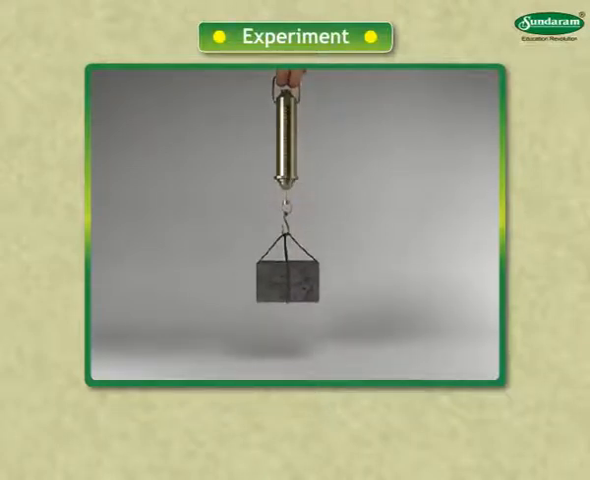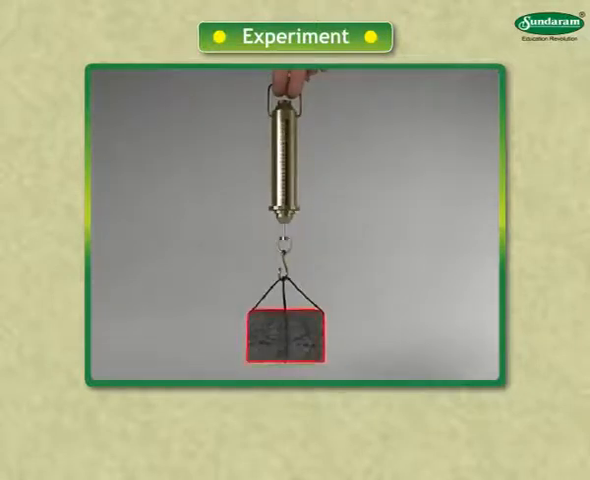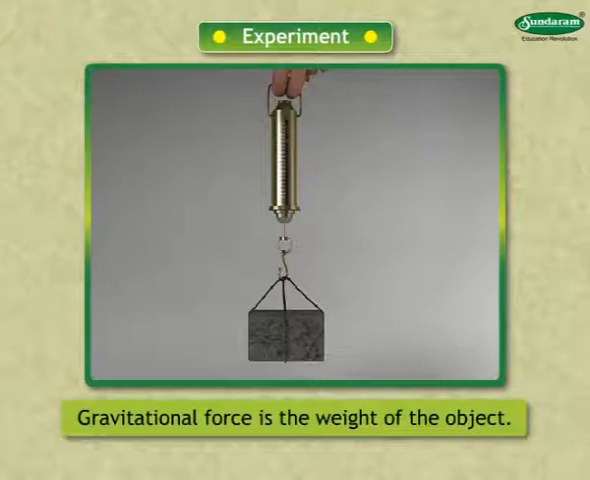So, we see the object swinging for a while. When the tension in the spring and the gravitational pull on the object become equal, the object becomes still. The gravitational force acting on it in this position can be read from the scale on the balance. This gravitational force is the weight of the object.